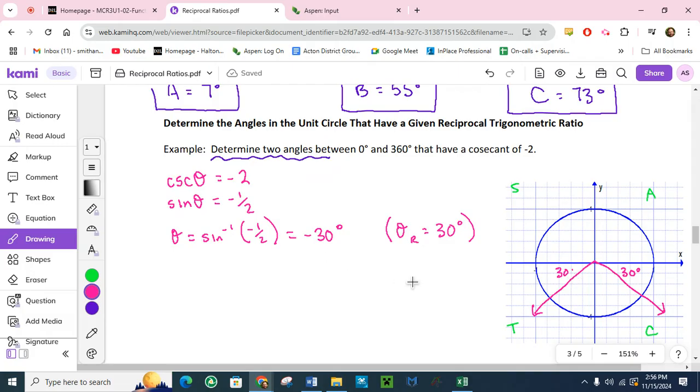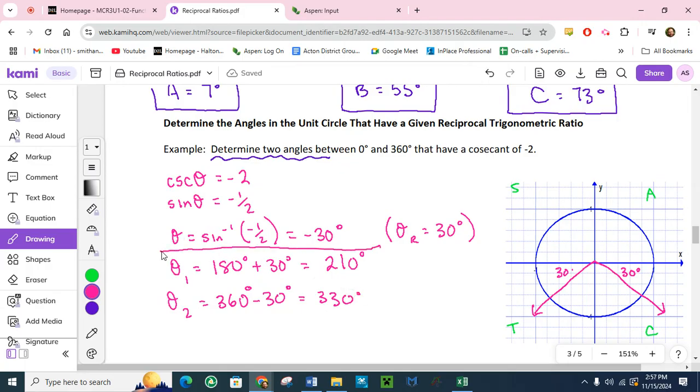Now, what angle between 180 and 270 makes an angle 30 with the x-axis, and the same thing between 270 and 360? So for our first angle, we're 30 more than 180 degrees: 210 degrees. And then for our second one, we're 30 less than 360. 360 degrees minus 30 is 330 degrees. We've got our two. They have the right sign.